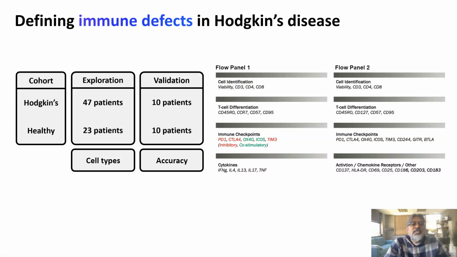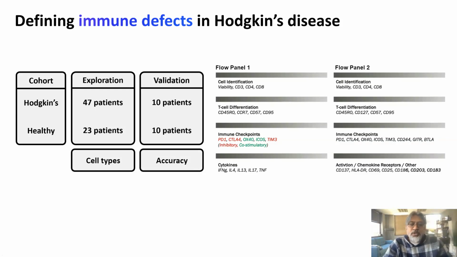The first cohort was an exploration cohort where we had 47 Hodgkin's patients and 23 healthy donors. And then, because any good test of a new algorithm really does require an independent validation study, we did that independent validation study with 10 patients to identify the accuracy of the cell types that predict the differences between the patient groups. Among the Hodgkin's patients, we had samples from before treatment, samples from after treatment, and with the healthy donors, of course, they're healthy individuals.